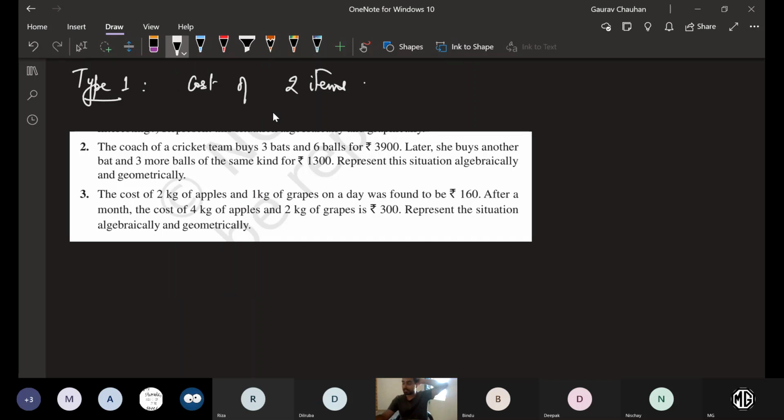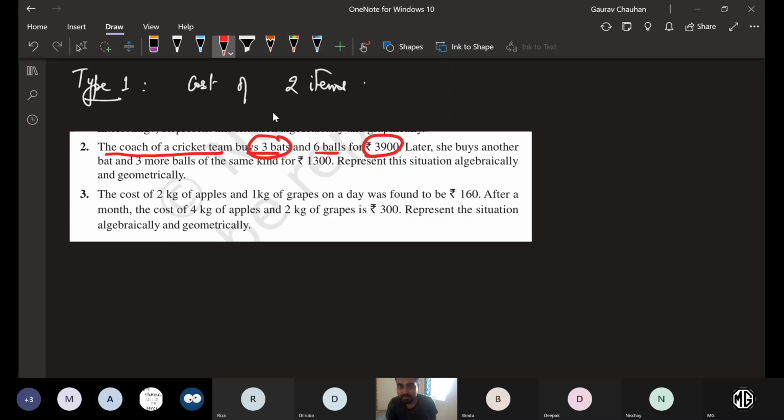You don't have to write anything right now. This is my question. I want us to read it together in our brains. The coach of a cricket team buys 3 bats and 6 balls. Okay, 3 bats and 6 balls cost this much. All right.